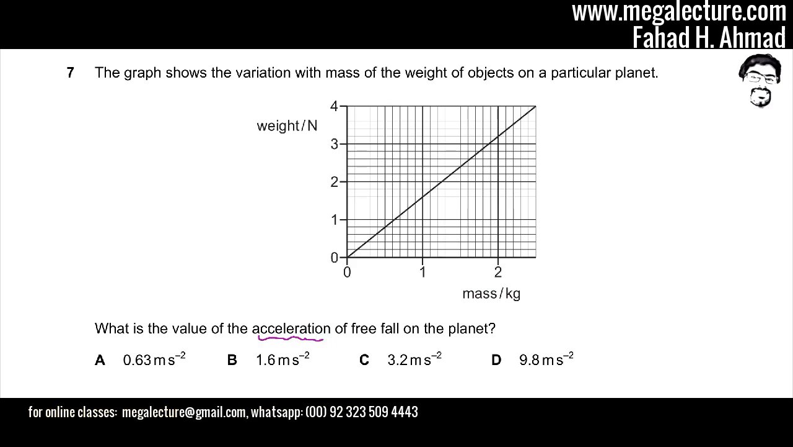So we need to understand what is the relationship between weight and mass. We know that W, weight, is equal to mass into acceleration. So let's call that A. Since it is a linear graph, the relationship holds true for any point. So we can pick any two values, and we can put those values in here.